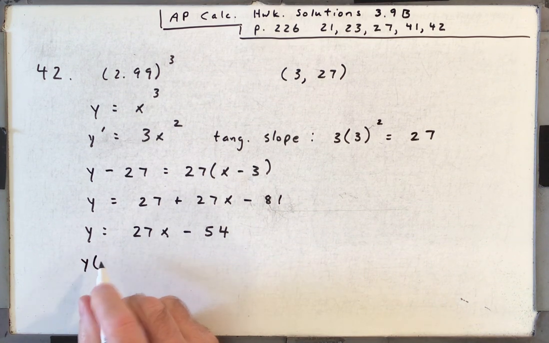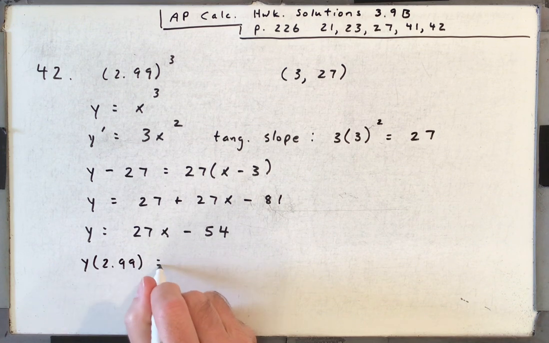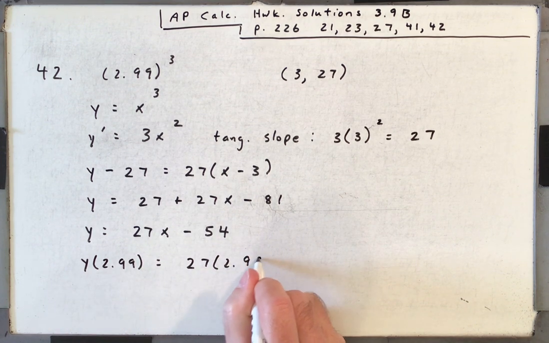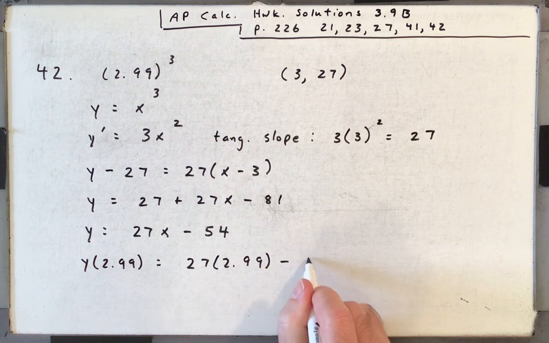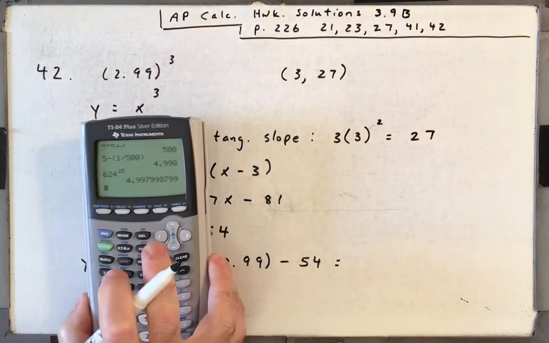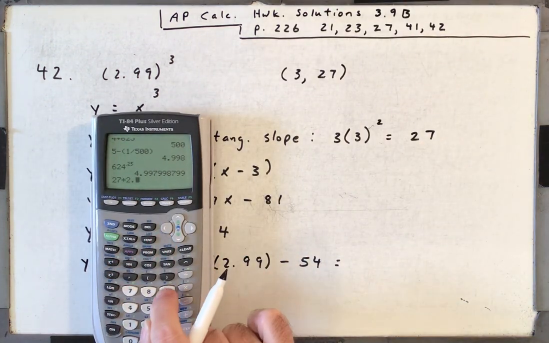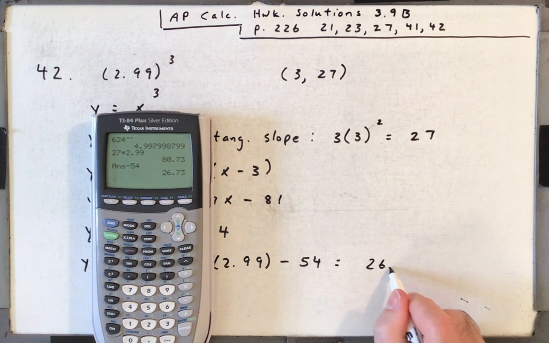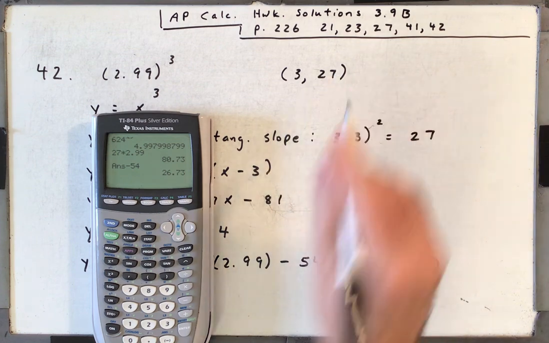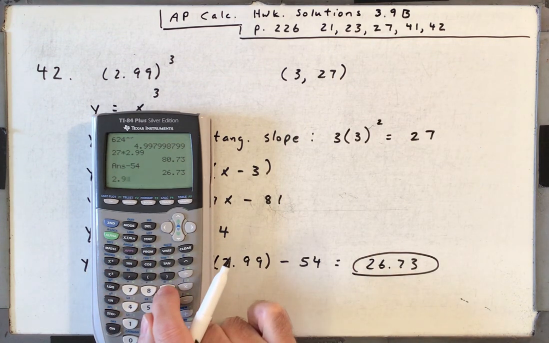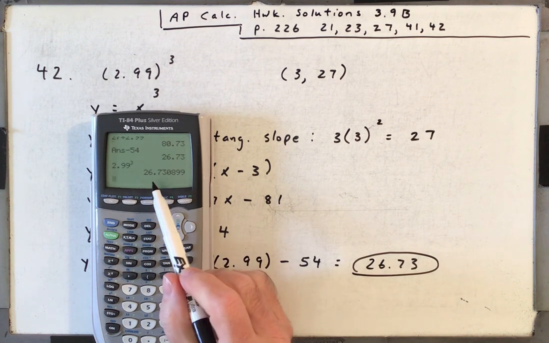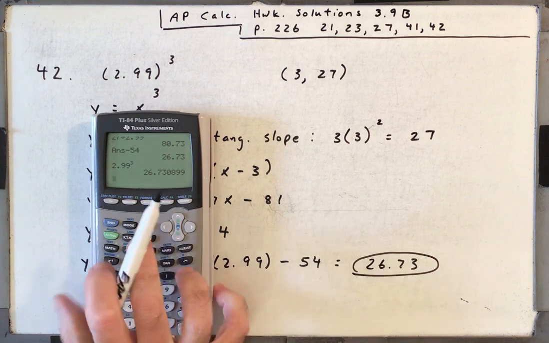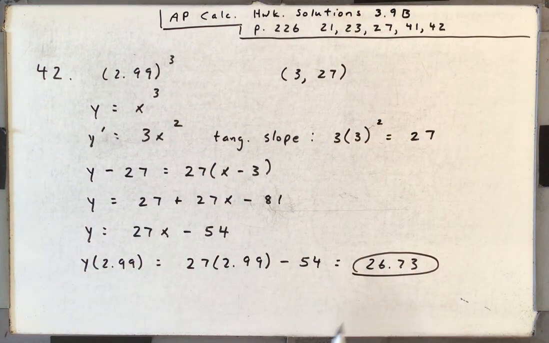Okay, so now let's get our estimate. y of 2.99 is equal to 27 times 2.99 minus 54, right? That's 26.73. That makes sense because it's real close to 27. Let's go ahead and see what 2.99 cubed is. It is 26.7308. So I'm pretty happy with that. And that'll do it for this homework solutions video, and I will talk to you in lecture 3.10.